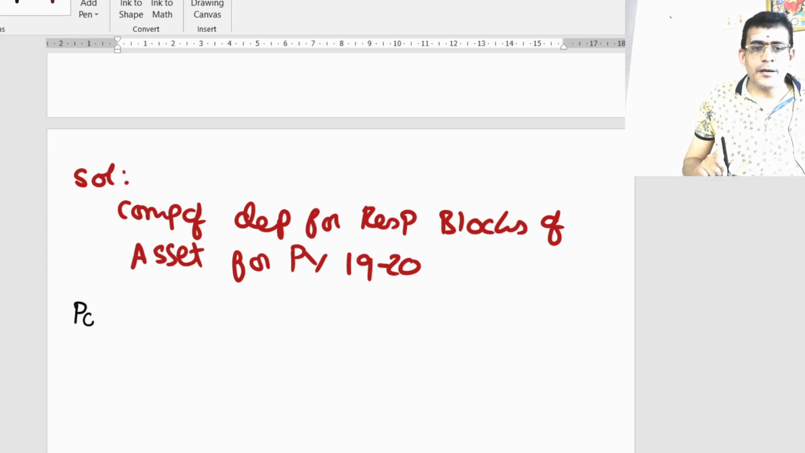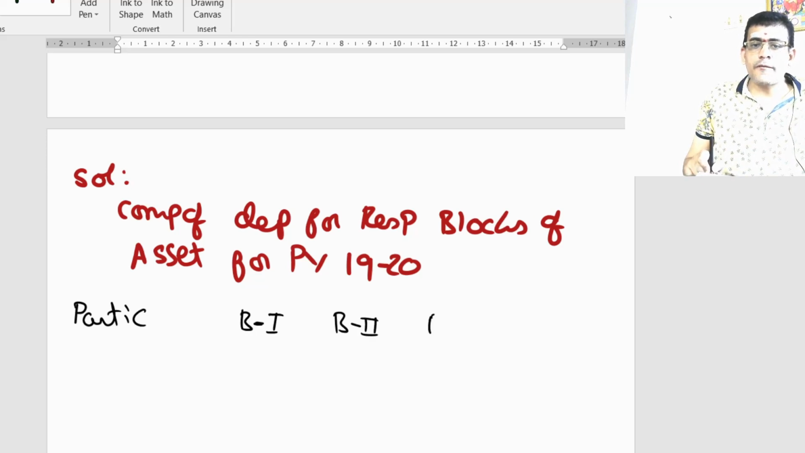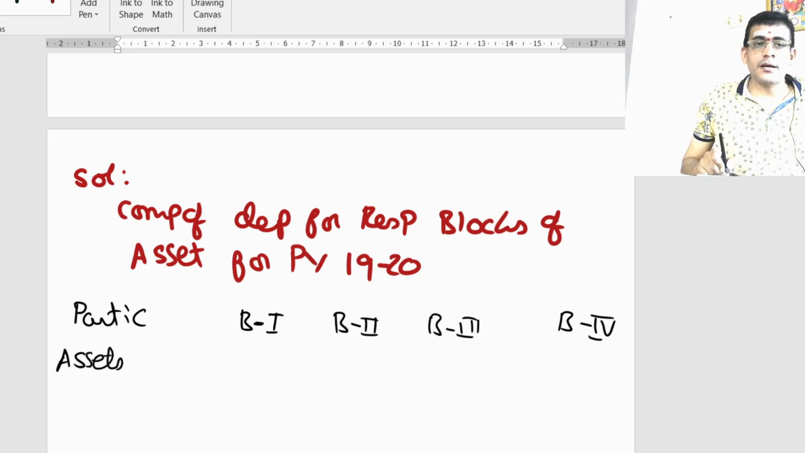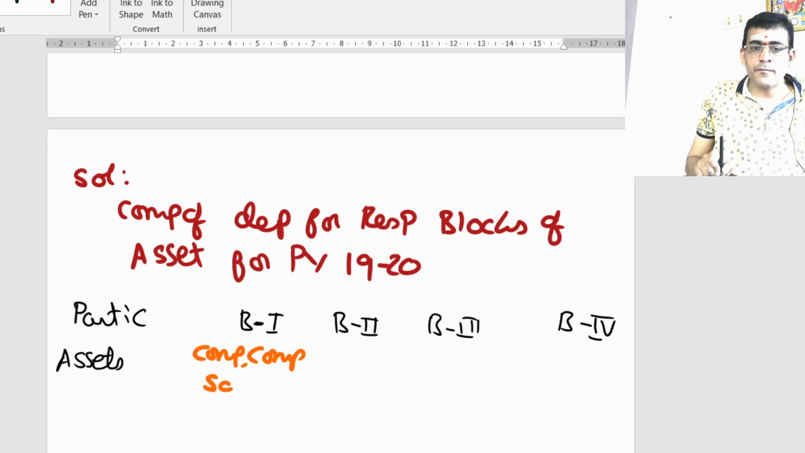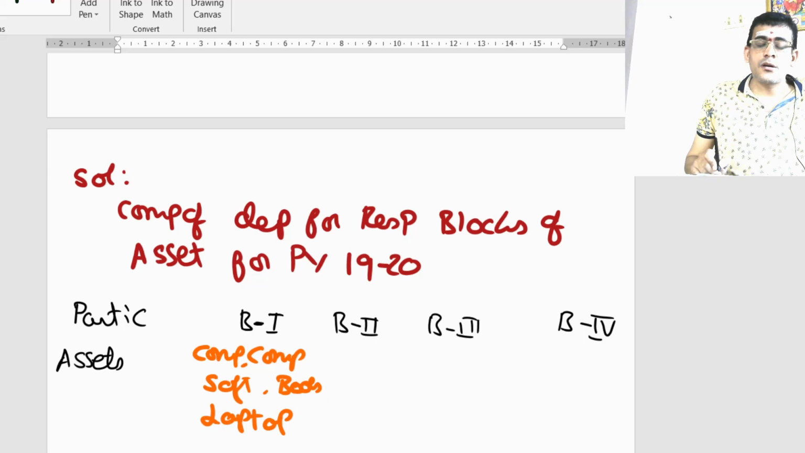Let us call this particulars. And as I said, you have block 1, block 2, block 3, and finally block 4. Now you write here assets. What assets are falling under the corresponding blocks? What assets are falling here? You are considering computer software, and what else? Books. And finally, what is the other one? The other one is your laptop. So those are the assets which you have considered as block 1.